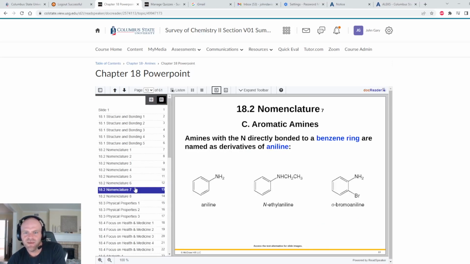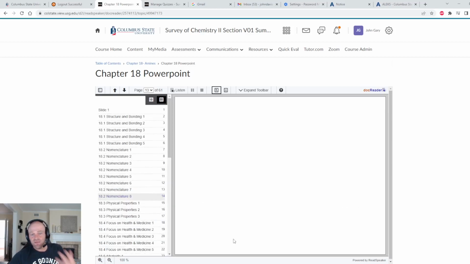Alright, amines with N's directly bonded to a benzene ring we call anilines. So if that nitrogen comes off, remember we looked at toluene, which had a methyl group attached and it had its own name. Phenol, which was an alcohol attached to a benzene ring, had its own name. An amine attached to a benzene ring has its own name. We call that an aniline. But the naming is the same thing.